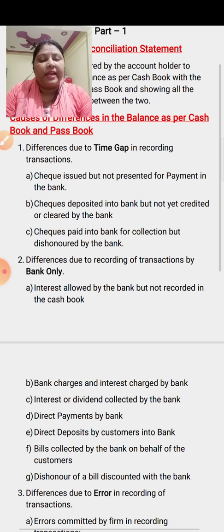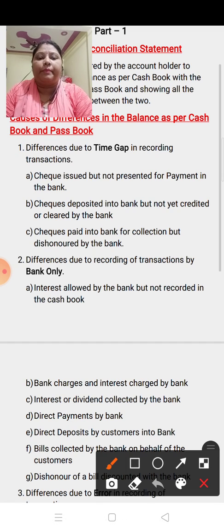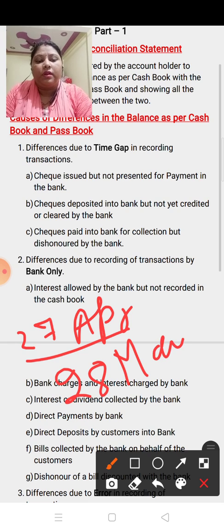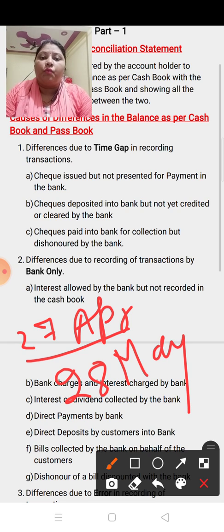It means a check issued but not presented for payment. We will take an example. A check issued on 27th April but not presented for payment in the bank, which means on this date payment is not done. Payment will be done on 28th of May. It means after one month.